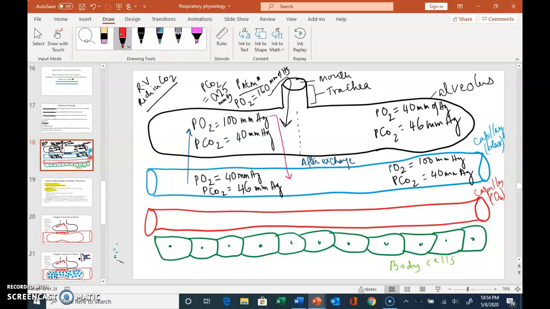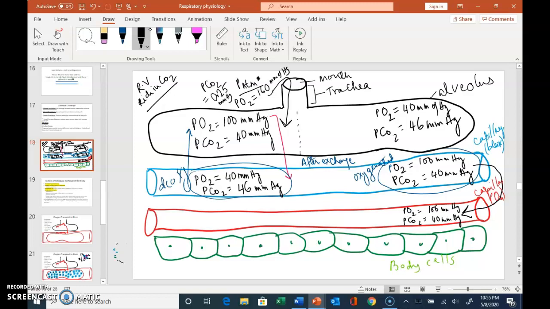So right here, this is all deoxygenated, right? This was deoxygenated. And after this exchange, if you look here, this is our oxygenated blood. Do you agree? This is highly, highly oxygenated blood. So now this oxygenated blood will travel and then come to the capillary bed supplying the body cells. So this blood will be transported to body cells. So this blood, again, let me write this down. Partial pressure of oxygen is 100 millimeter of mercury. Partial pressure of carbon dioxide is 40 millimeter of mercury.